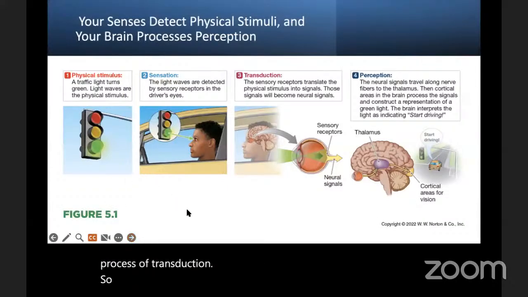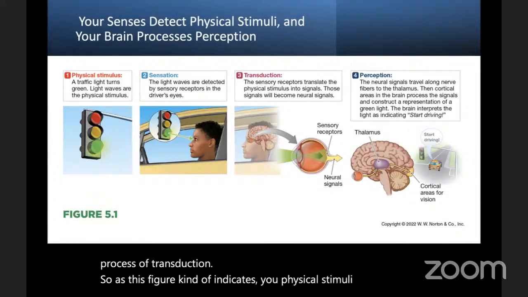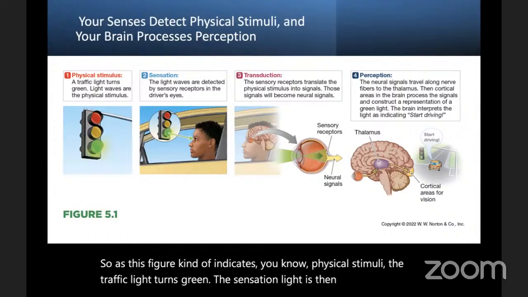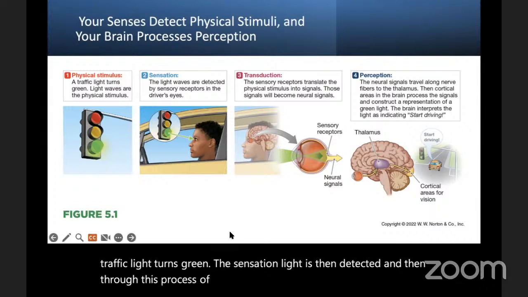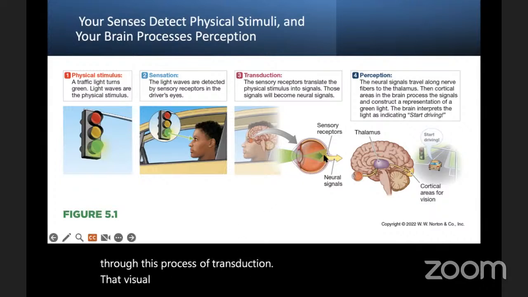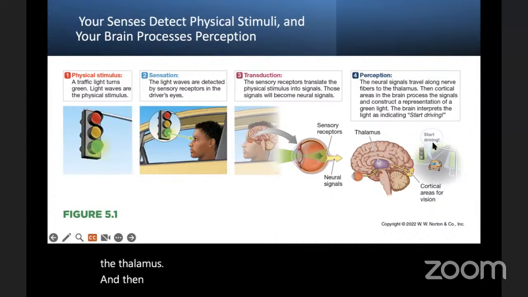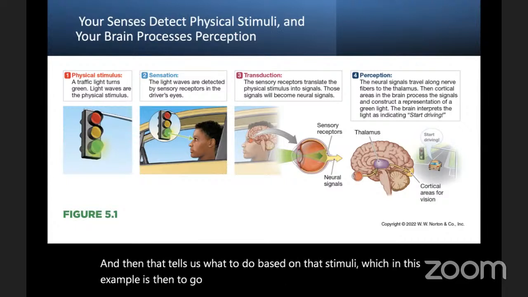So as this figure indicates, physical stimuli, the traffic light turns green, the light is then detected, and then through this process of transduction, that visual information is turned into neural signals, which then go back to the cortical occipital lobe back here after it goes through the thalamus. And then that tells us what to do based on that stimulus, which in this example is then to go. So this is just a quick example of transduction.